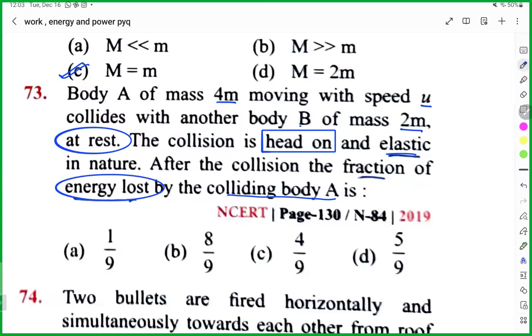See, first we calculate the kinetic energy of A in the initial situation: half 4m and u, correct? And when this happened, what will u square be? So it will be 2m u square, correct? Because the other body is at rest. If it is a perfectly elastic collision, what will happen? This B body will start moving and A will come to rest, correct?